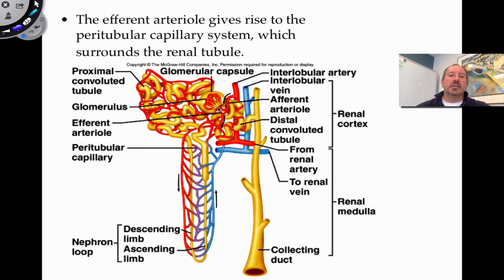The efferent arteriole, in other words, the blood vessel taking blood away from the glomerulus, gives rise to the peritubular capillary network. And it's called peritubular because guess what? It surrounds the tube. And then again, it's red because it's oxygenated, and then purple because oxygen is diffusing, and then it's blue, and then it returns ultimately to the renal vein. So that's what the blood vessels are all about, is reabsorbing the good stuff.